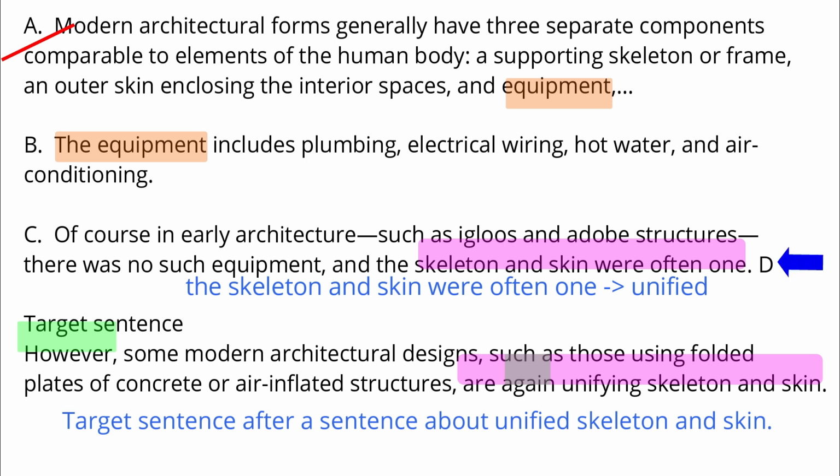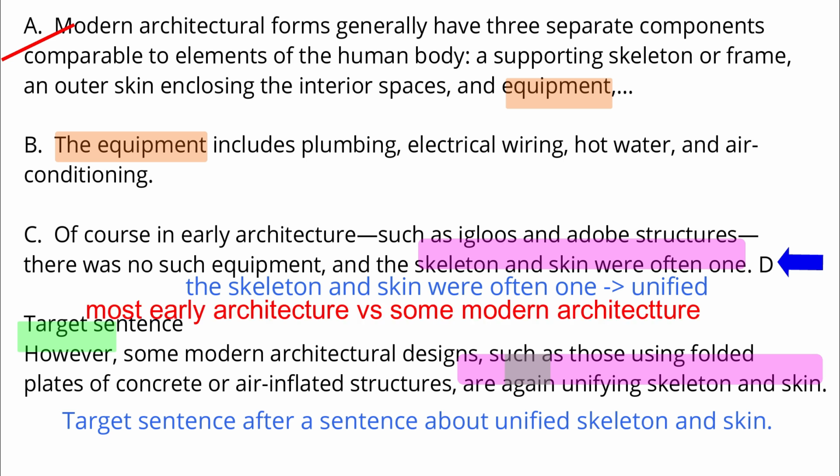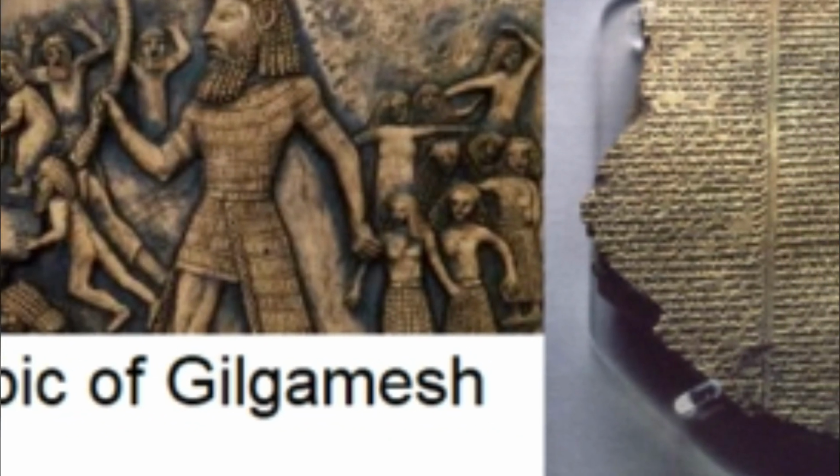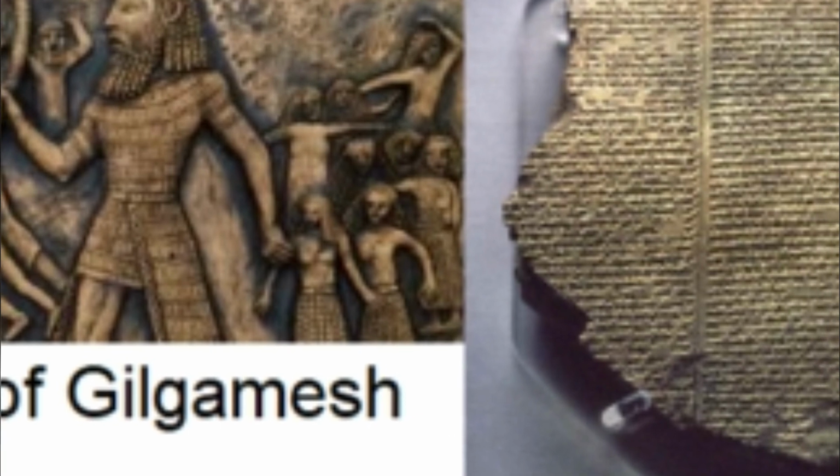Placing the target sentence after C, let's see whether the ideas are cohesive. A and B say that modern architectures have separate skin and skeleton. C says that, in the early structures, the skeleton and skin were often one, and the target sentence says that in some modern architectures they are again unified. C and the target sentence are nicely contrasted. Since the passage flows naturally, the target sentence should be placed in D. Answer: D.